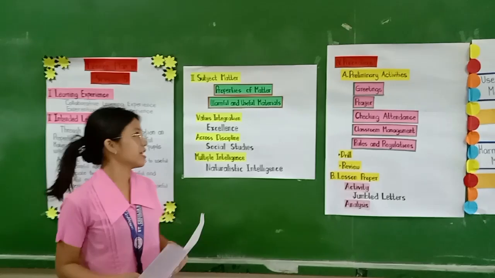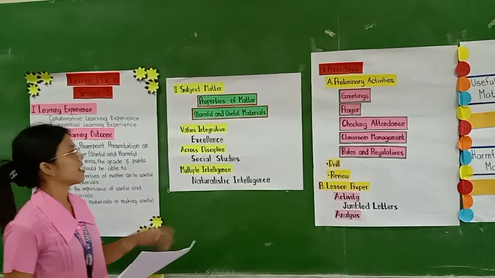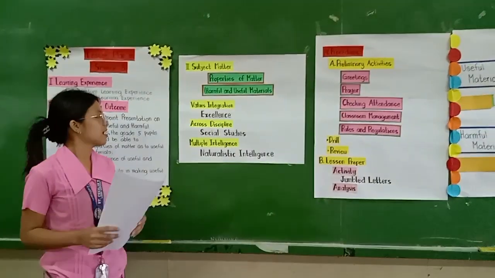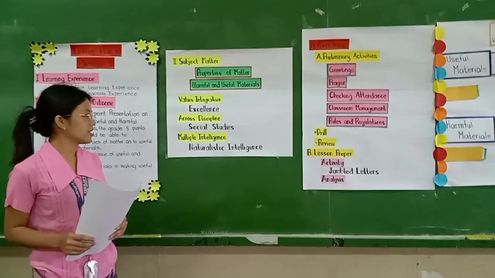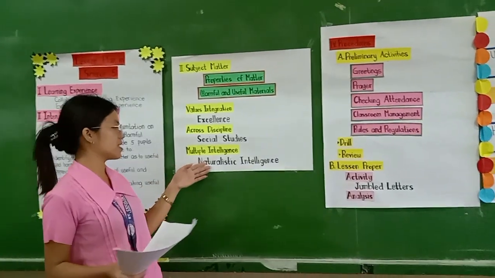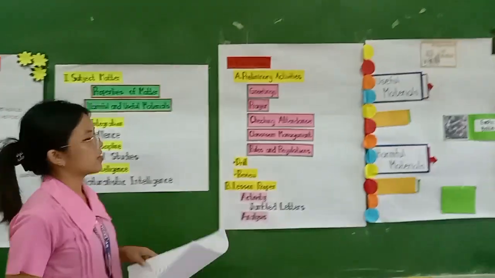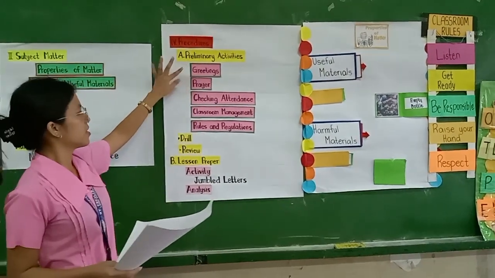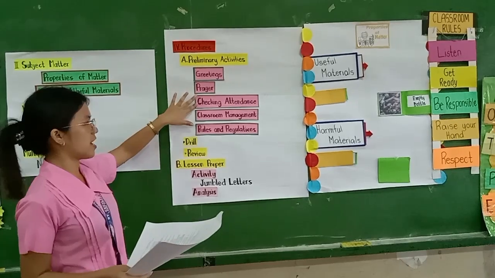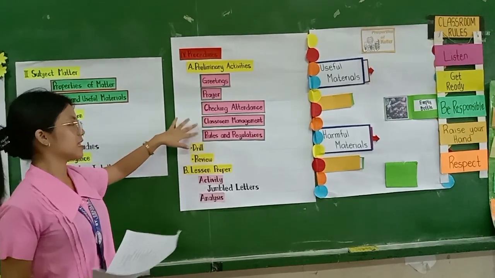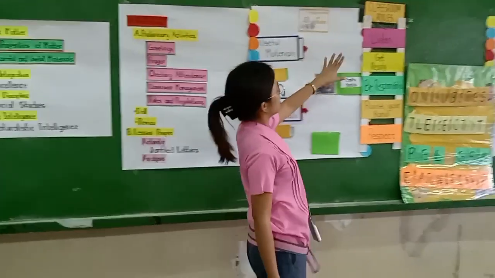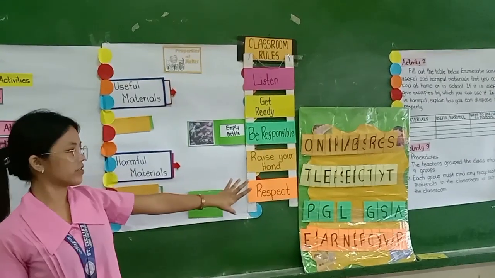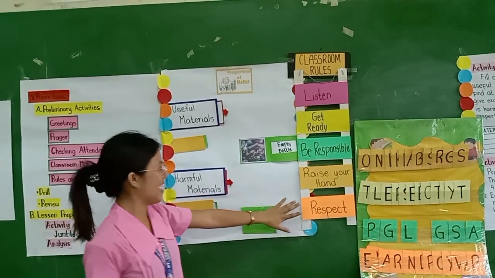So our subject matter here is properties of matter, the harmful and useful materials. Our value integration is excellence, across discipline is social studies, and multiple intelligence is naturalistic intelligence. The preliminary activities here are greetings, the opening prayer, checking attendance, classroom management, and classroom rules. Our classroom rules here are listen, get ready, be responsible, raise your hand if you're sick, and respect.